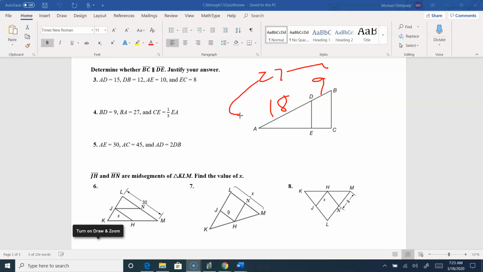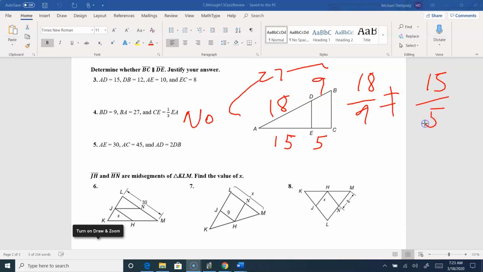Okay, so an example of two numbers that would fit that, right? For C, this would have to be like 5, and then this guy here would be 15. And that's not the ratio we have up here at all, right? 5 times 3 is 15, but 9 times 2 is 18. So this one would be a no, they're not parallel. Right? 18 over 9 does not equal 15 over 5. Okay, it's not going to work. So that one's a no.